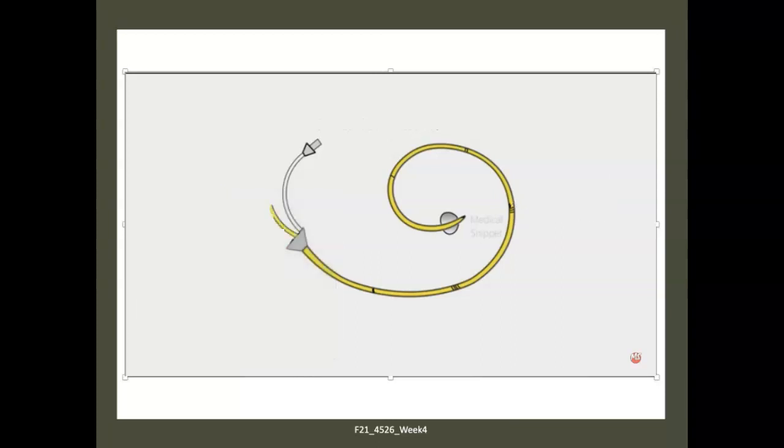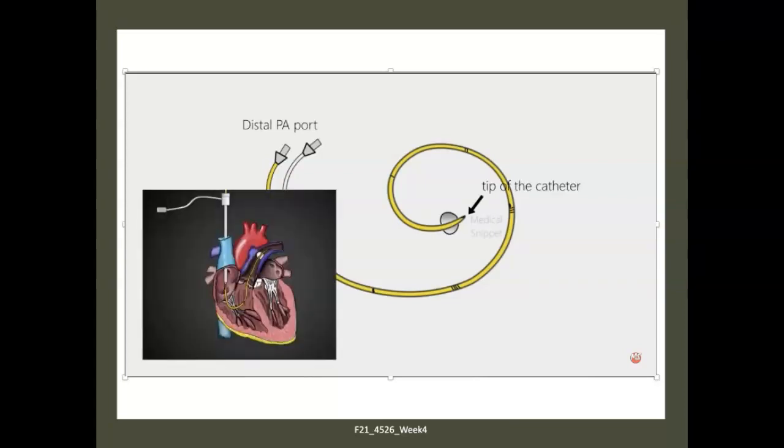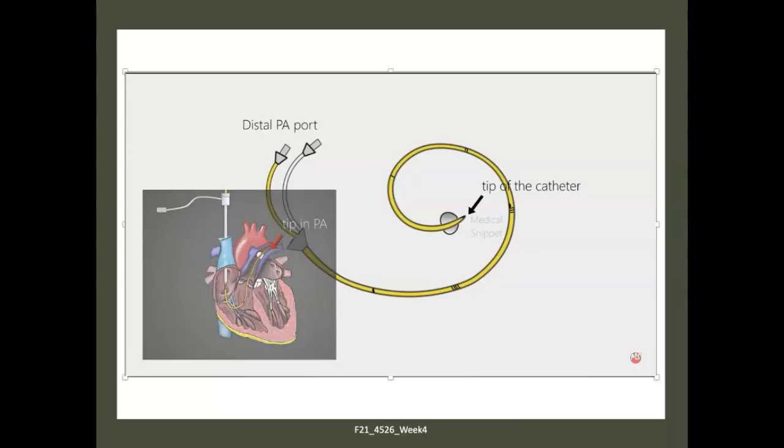The second is the distal pulmonary artery port. Its lumen terminates at the tip of the catheter. So when in position, this port is used to measure pulmonary artery pressure and mixed venous saturation.